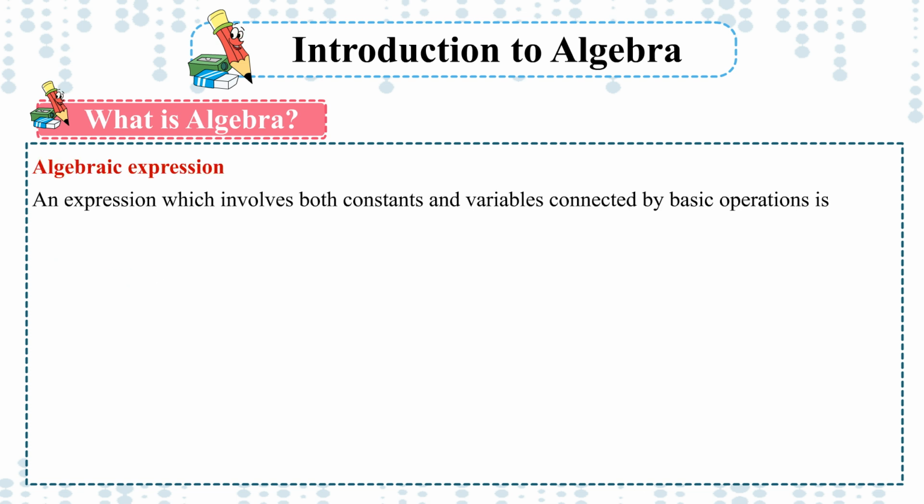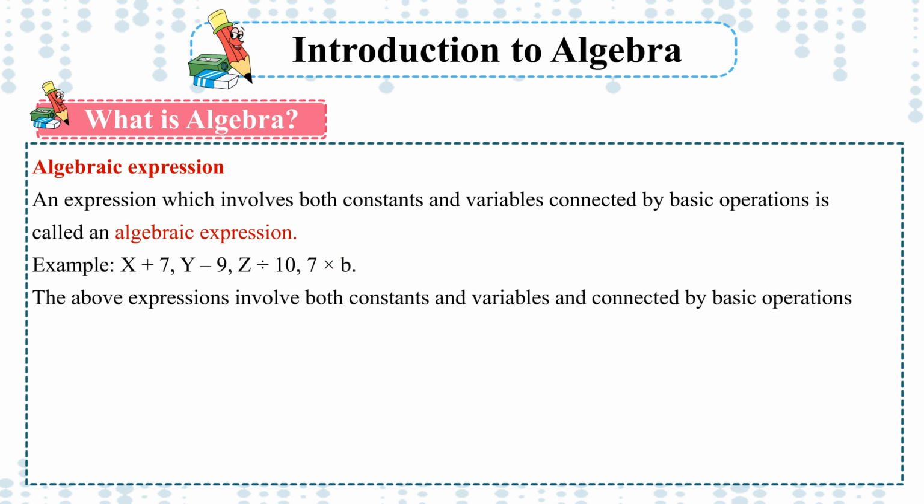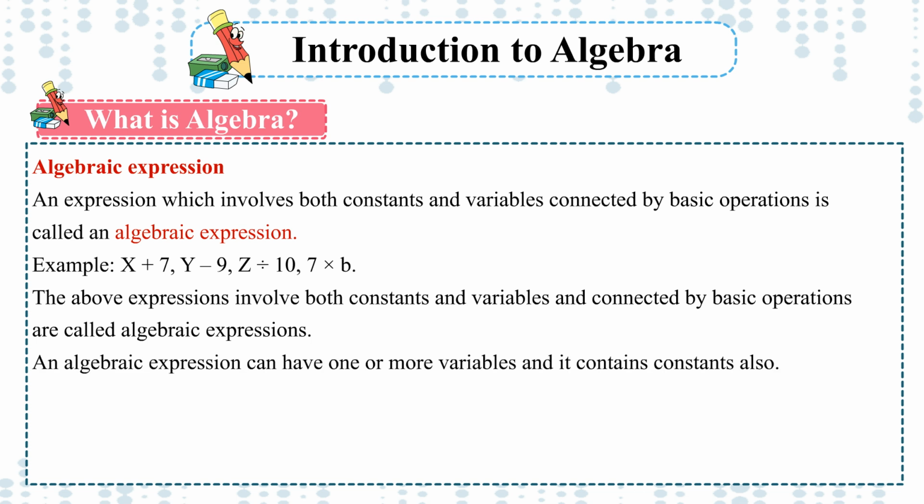Algebraic expression. An expression which involves both constants and variables connected by basic operations is called an algebraic expression. Examples: x plus 7, y minus 9, z divided by 10, 7 multiplied by b. The above expressions involve both constants and variables connected by basic operations and are called algebraic expressions. An algebraic expression can have one or more variables and it contains constants also.